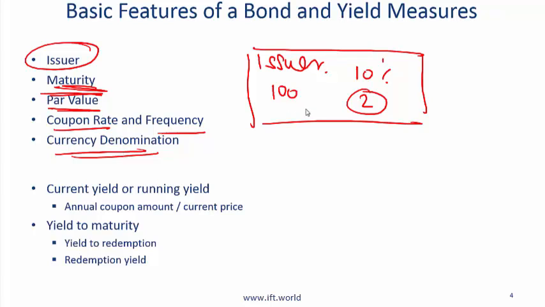Currency denomination is also specified. So the bond could be denominated in dollars or euro or some other currency. So these are the most important features of a bond.